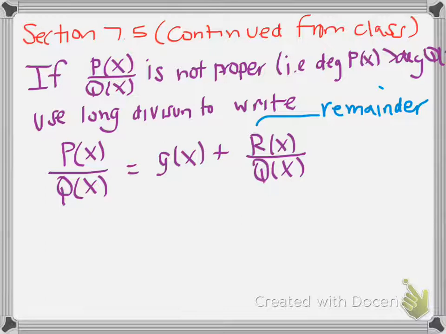Okay, so remember I told you all earlier today that the rational function, which is P of x over Q of x, is a function of polynomials. If it's not proper, meaning the degree of the top is larger than the degree of the bottom, then we have to use long division. How we write it is, when we use long division, P of x over Q of x is going to equal G of x, which is our quotient, plus the remainder over Q of x, our divisor.